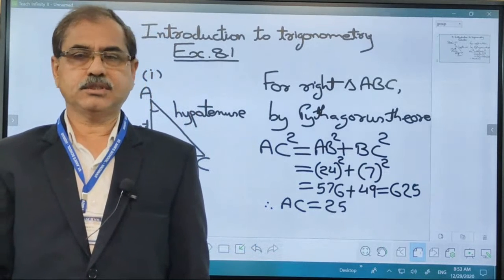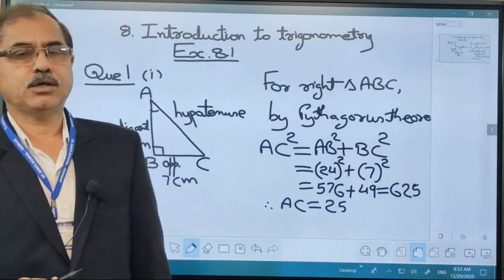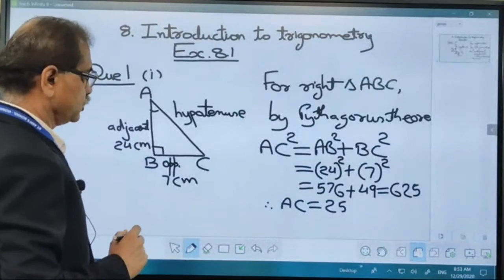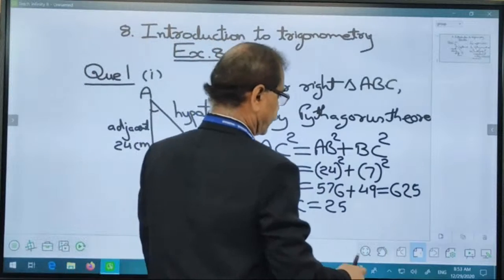So now we know the length of all the three sides. So we are in a comfortable situation. We can find out any trigonometric ratio. In our question, we would like to find out sine and cos. So sine A and cos A we shall be calculating.